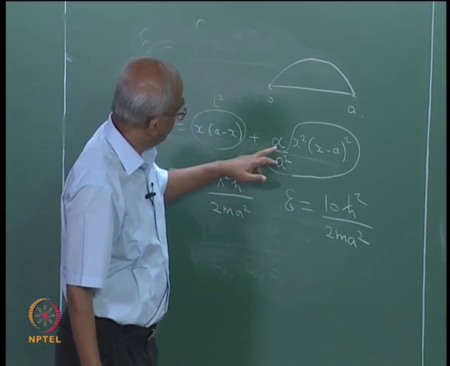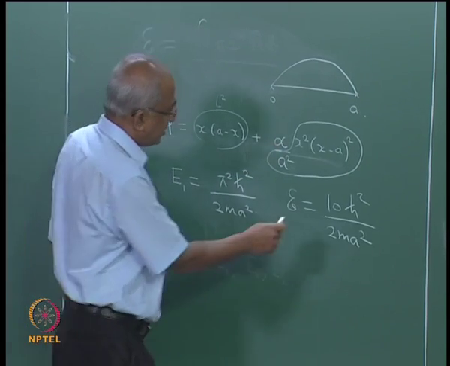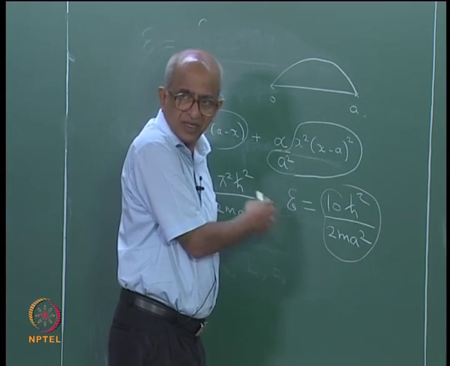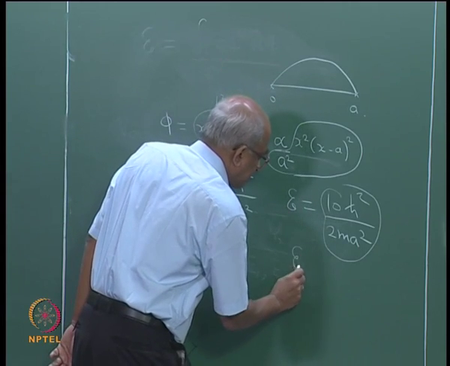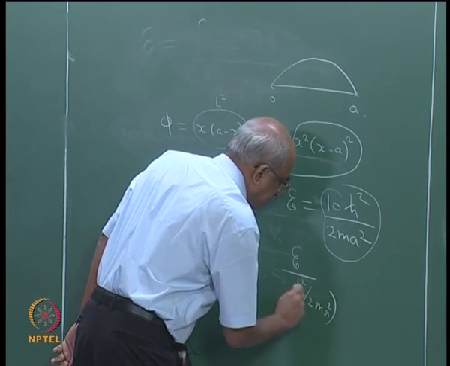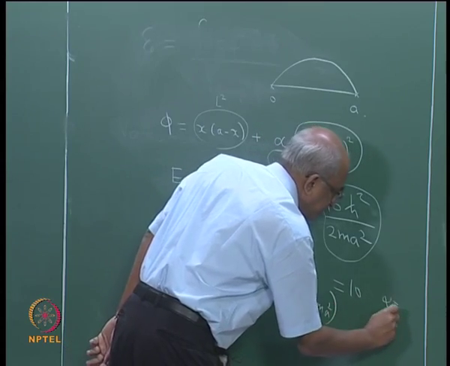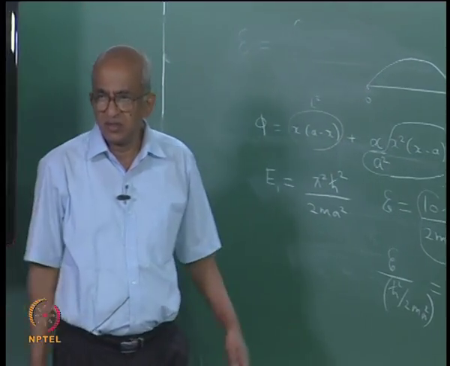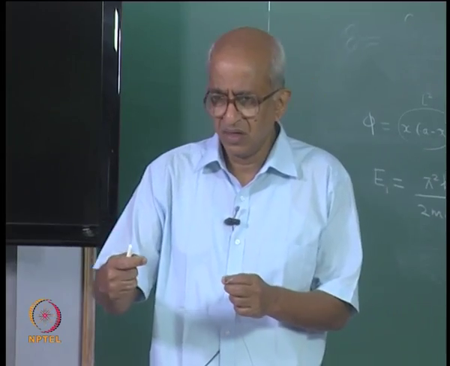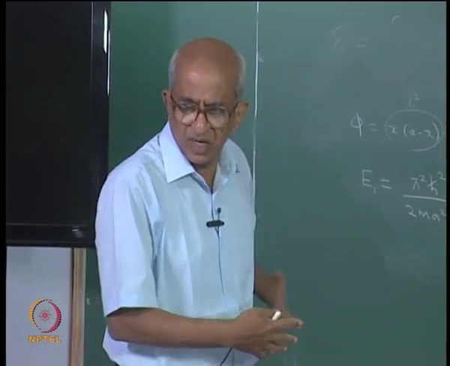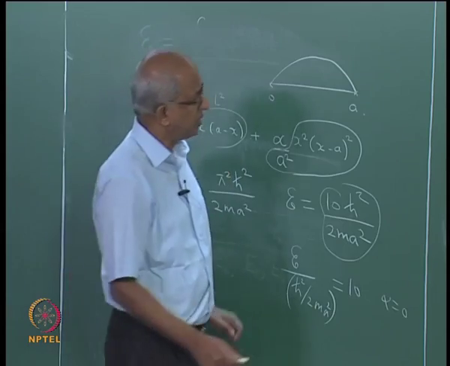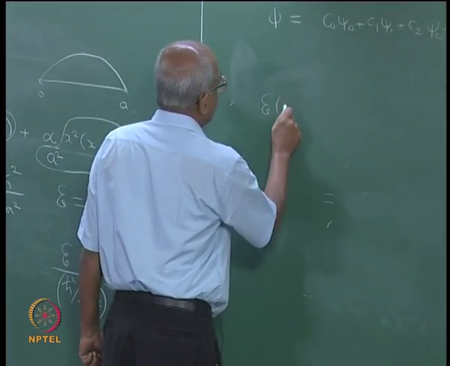Now I know that if I did a calculation with alpha equal to 0, I am going to get this as the answer. This means that script E divided by h cross square by 2 m a square will actually be equal to 10 when alpha is equal to 0, correct. Now what I am going to do is use other values of alpha. So something is going to happen to the value of script e. Script e will now depend upon the value of alpha. You can think of script e as now a function of alpha.